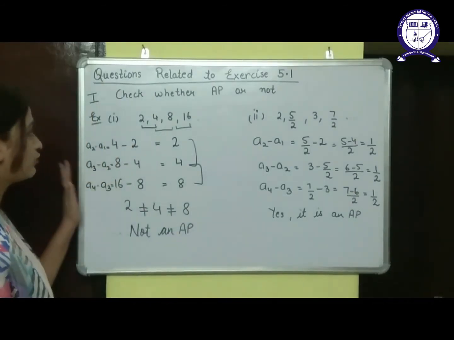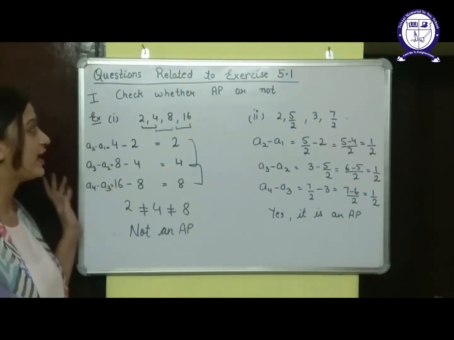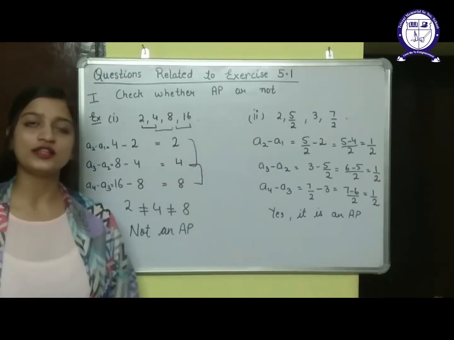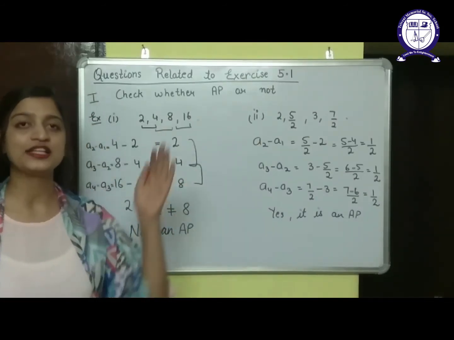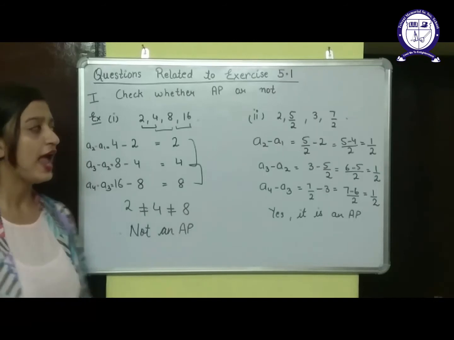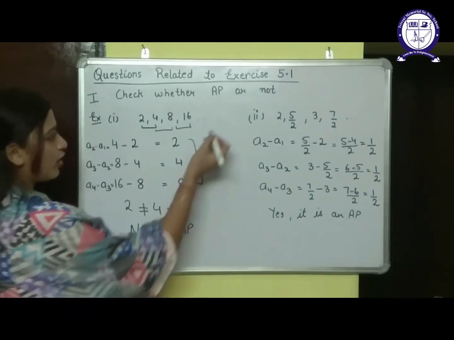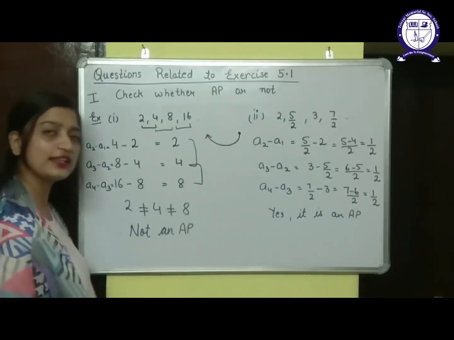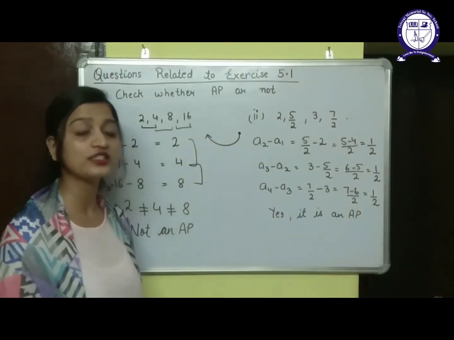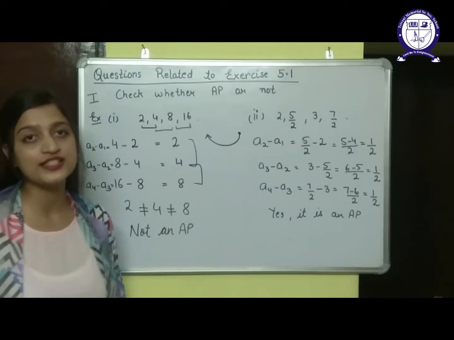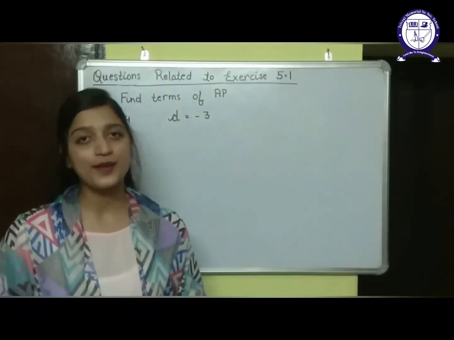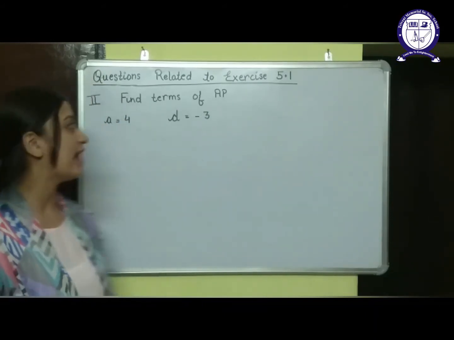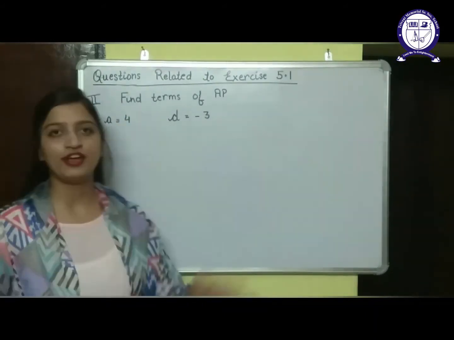This is the first type of question in this exercise. Check whether AP or not, and you just need to find the difference between two consecutive terms, and always take the difference from this side to this side. Otherwise the question will be wrong because the value of D will change in that case. Now coming to the second type of question in this exercise, that is find the terms of AP.